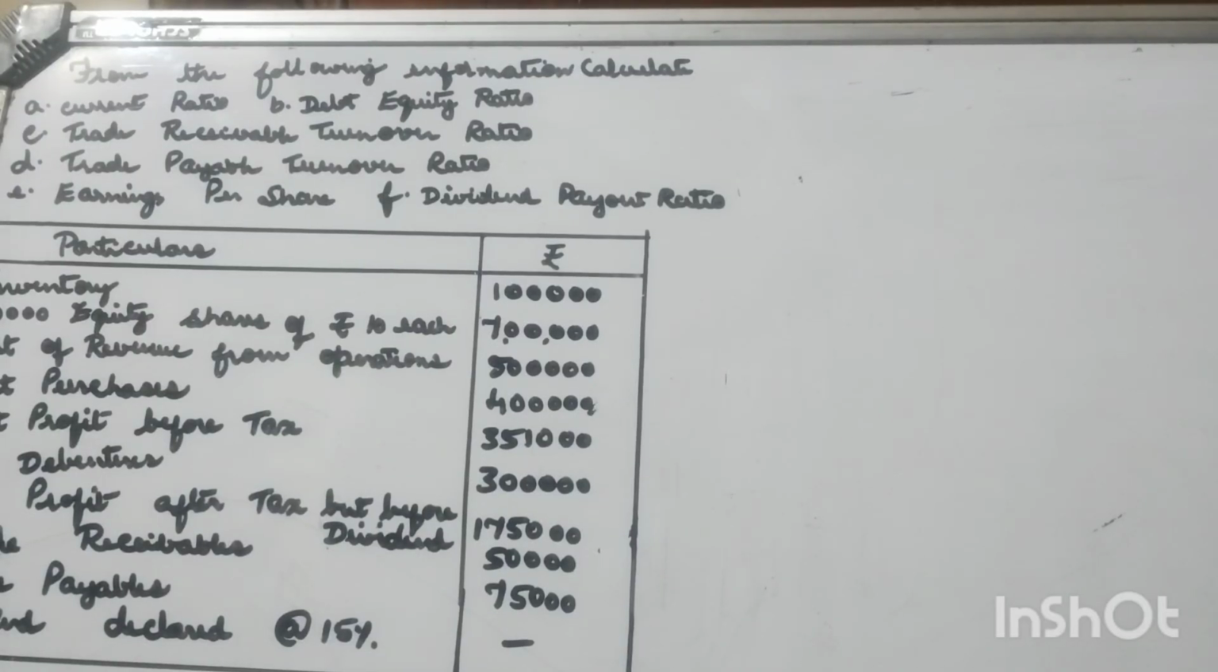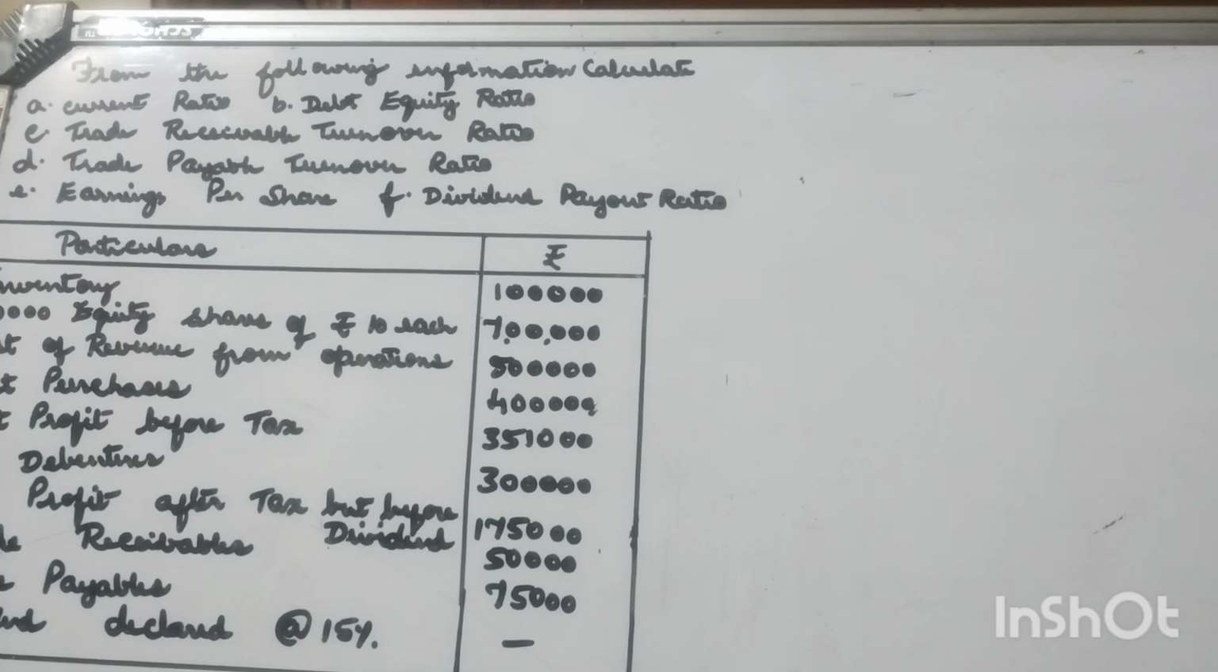Today let's understand one more problem from the model question paper based on accounting ratios. In this question, various types of ratios have been asked: calculation of current ratio, debt equity ratio, trade receivable turnover ratio, trade payable turnover ratio, earnings per share, dividend payout ratio. First, let's understand the meaning of ratio.